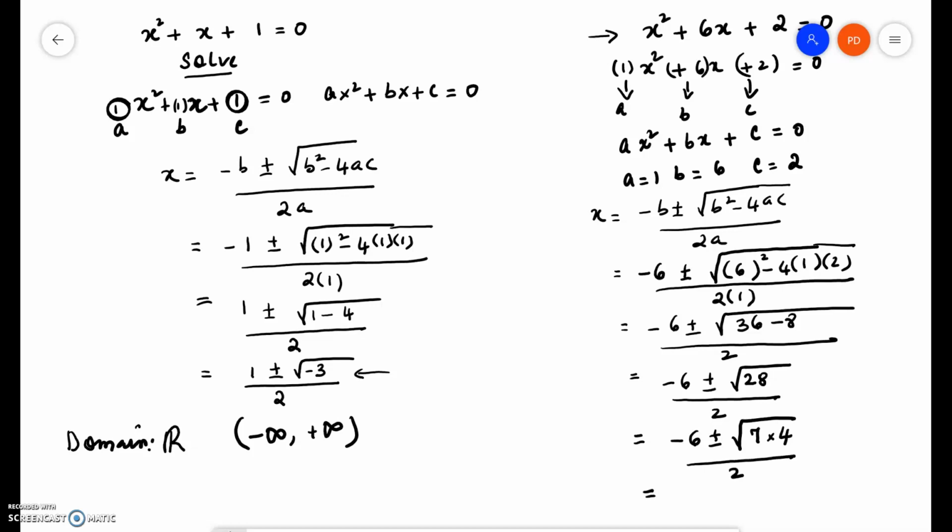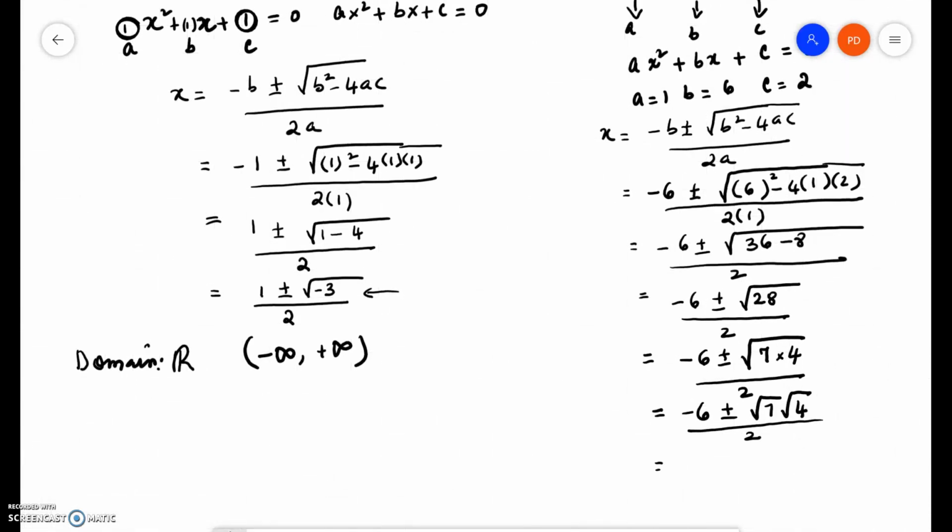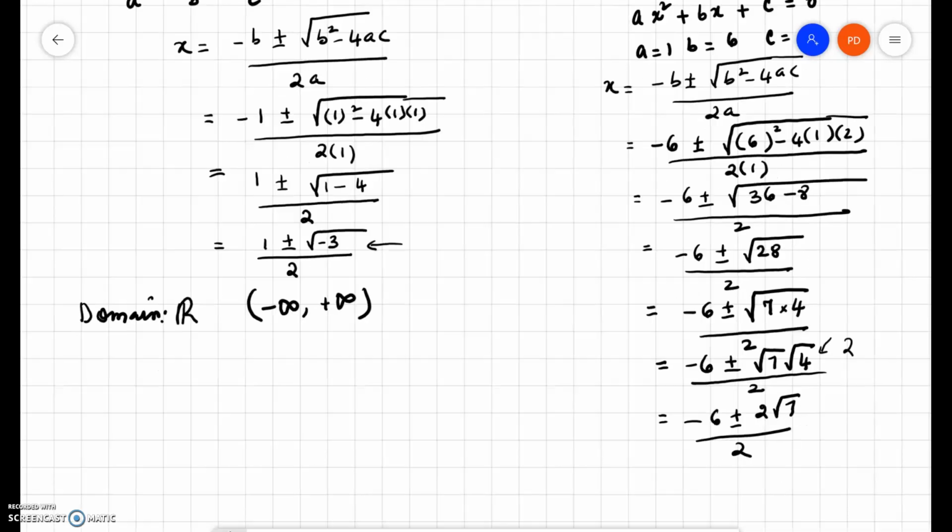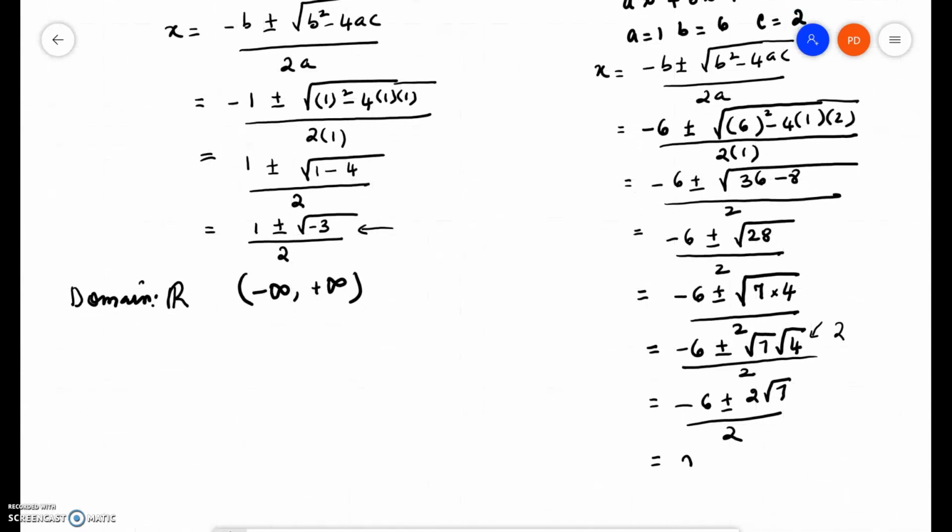divided by 2. So that is equal to square root of 7 times the square root of 4 divided by 2, and that's equal to negative 6 plus or minus radical 4 is 2, so that's 2 radical 7 divided by 2. Factor the 2 out of the numerator. 2 3s are 6 plus radical 7 divided by 2. Cancel the 2's, and that should be a plus or minus.